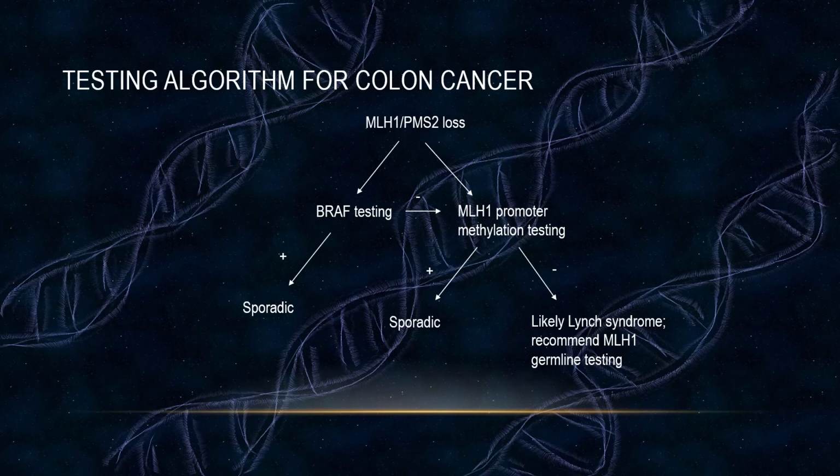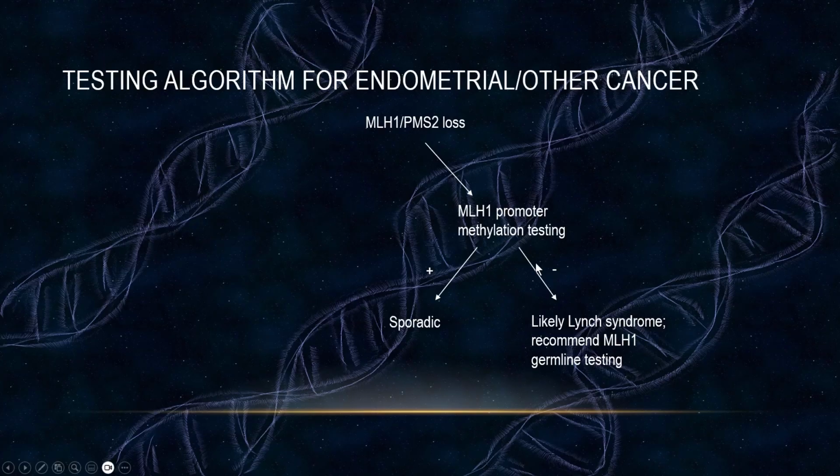And a lot of the rules are not always absolute. So even if you had this, if they had a high suspicion, younger patient, family history, you could still test for it. So that rule about the BRAF only applies to colon cancer. For other cancers, you'd pretty much just go straight to the promoter methylation testing and then use that to decide.